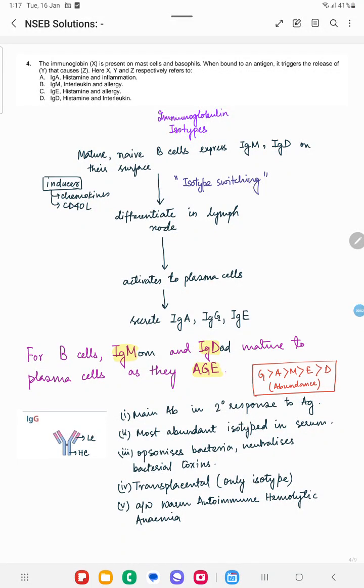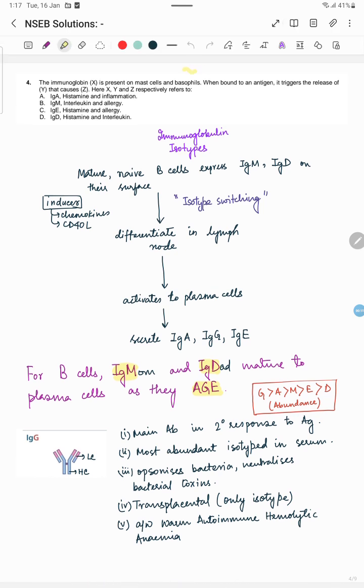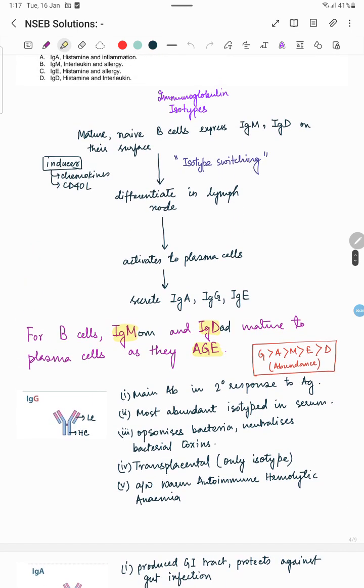So today we are going to deal with another question. The question is, the immunoglobulin X is present on the mast cells and the basophils. When bound to antigen, it triggers the release of Y that causes Z. And here we have to understand about the X, Y and Z. For this we need to know something. Okay, let us discuss. So what are the different types of immunoglobulin isotypes?